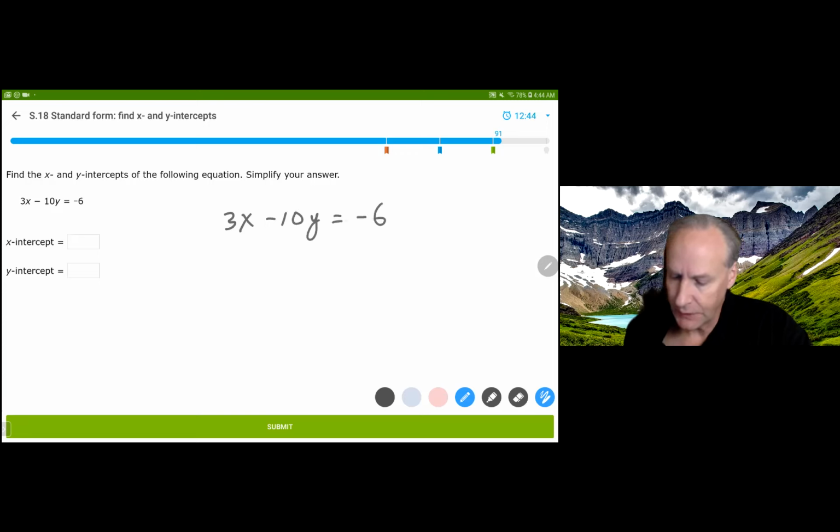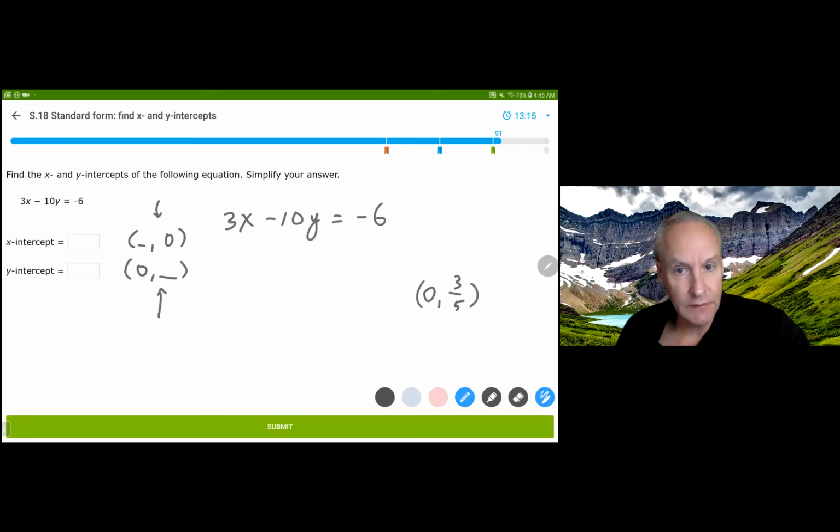Now, what I do is for my x-intercept, I write this down. And for my y-intercept, I write this down. And this is what I'm looking for my x-intercept. And this is what I'm looking for my y-intercept. Now, here's the problem. A lot of people will cover up the x and get their y value, which is 6/10 or 3/5. So the y value should be 0, 3/5.